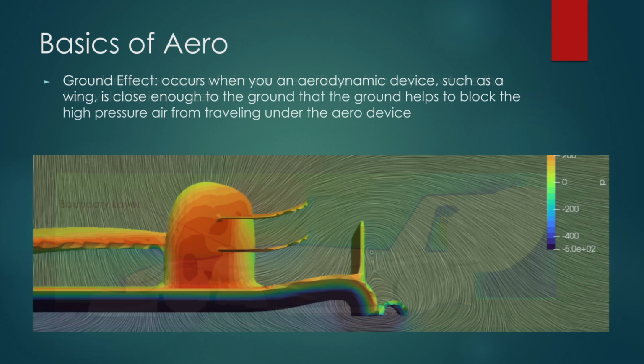The next concept I'll talk about a lot in the videos is ground effect. Ground effect is when you bring an aerodynamic device such as a wing close enough to the ground that the ground itself helps to block that high pressure air from traveling under the aero device, greatly increasing the efficiency and effectiveness of the aero device.